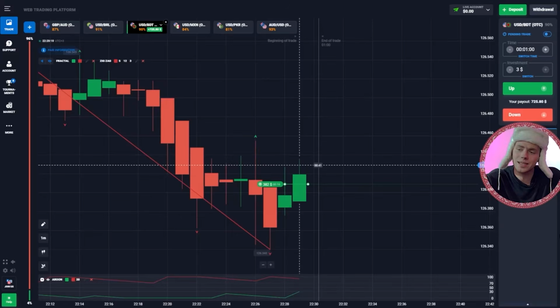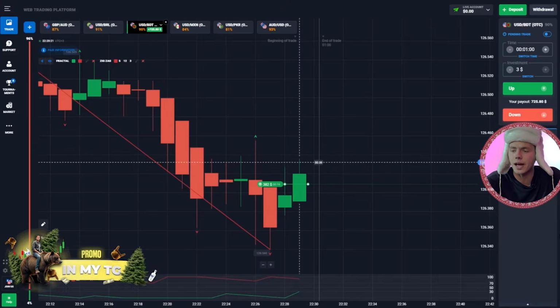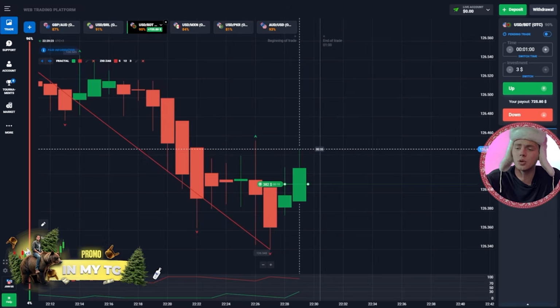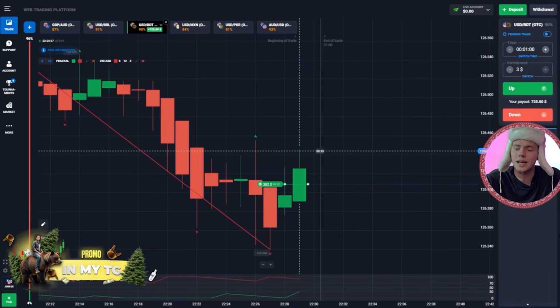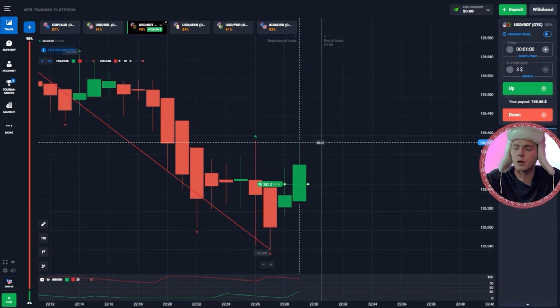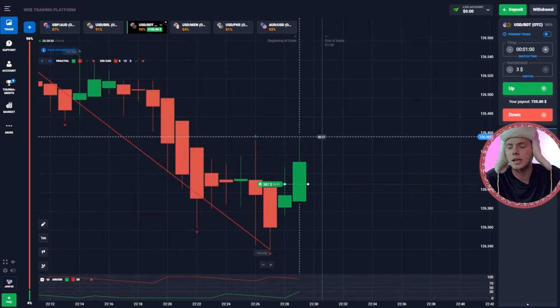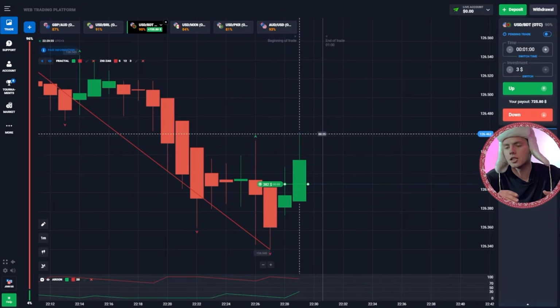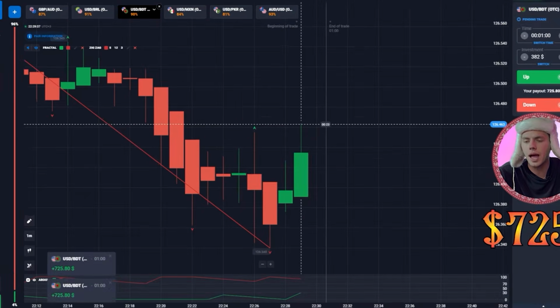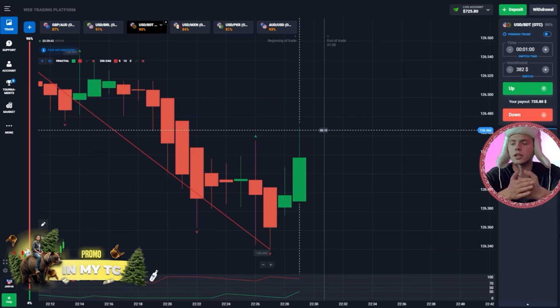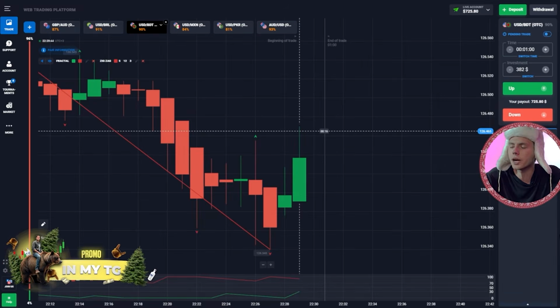And here, as I told you guys, we already have another green candle forming at the moment. And if you take a look at the Aroon, it was actually the moment at 22-28 when the trend started to change. So we have the green line starting to grow and the red line starting to fall, and we got the trade closed with plus profits. All right, we have already 725 on our balance.